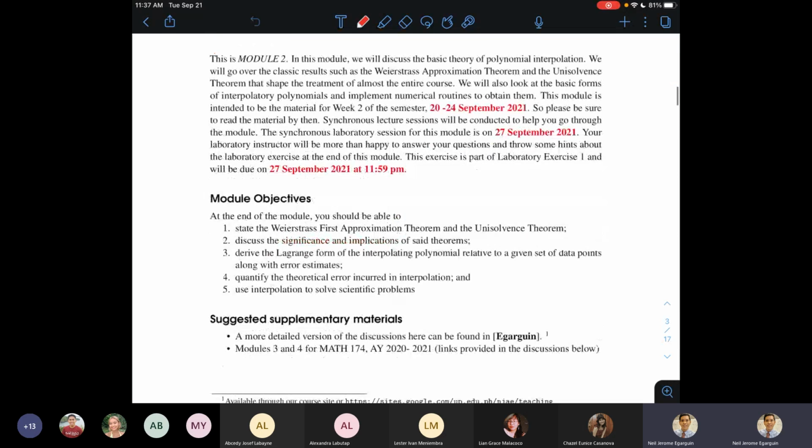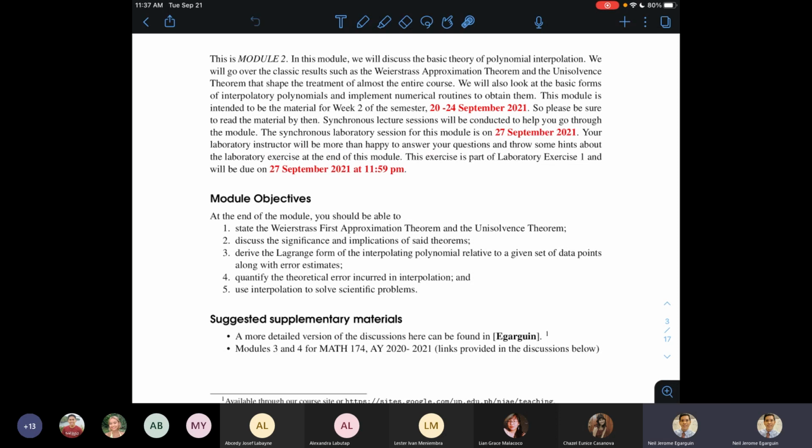So again, as I've mentioned, do not skip the before you proceed part because this is the study guide. So it says here all materials here would be for the 20th to the 24th of the month. So this is our main reference. You'll have your synchronous lab session for module 2 on the 27th. And as I've mentioned, the deadline is also in the evening of the 27th.